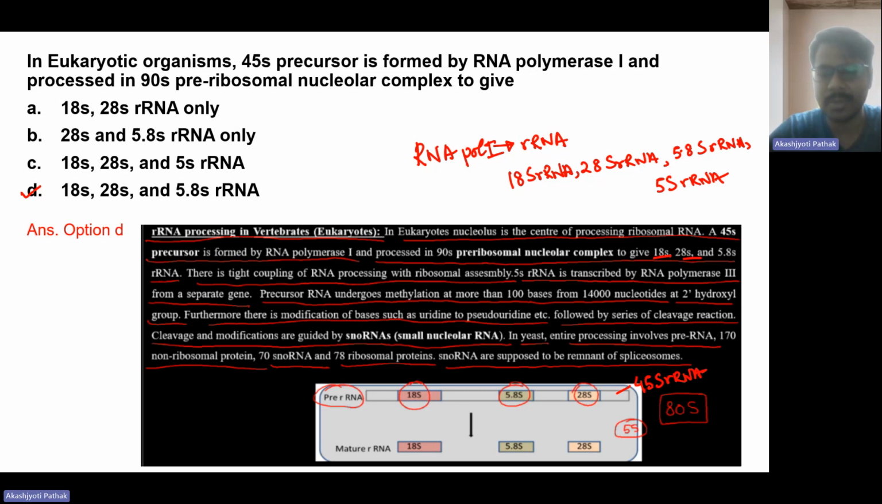The entire processing involves pre-rRNA, 170 non-ribosomal proteins, and 70 snoRNAs. So remember that 45S rRNA is processed in the 90S pre-ribosomal nucleolar complex. Three rRNAs are produced, which are 18S, 5.8S, and 28S.